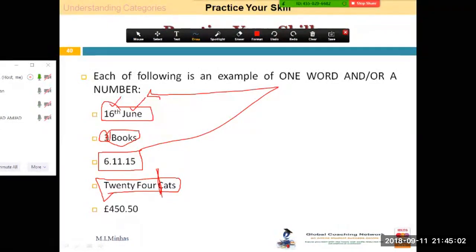Okay. 24 is a number, so it is actually 24 cats. Sorry for my bad handwriting. I made a rabbit of these cats somehow. So now remember, this is 24, a number, and in our reading test, I recommended you please don't write numbers in words.